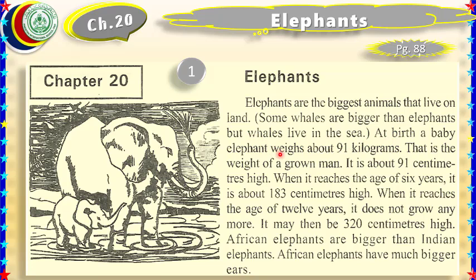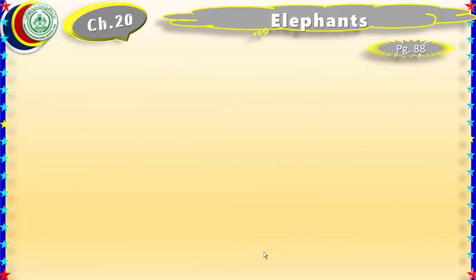At birth, a baby elephant weighs about 91 kilograms. That is the weight of a grown man. It is about 91 centimeters high. When it reaches the age of 6 years, it is about 183 centimeters high. When it reaches the age of 12 years, it does not grow anymore. It may then be 320 centimeters high. African elephants are bigger than Indian elephants. African elephants have much bigger ears.